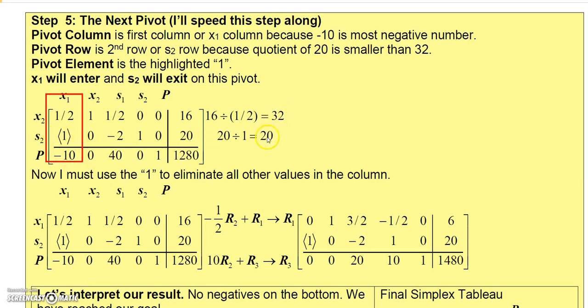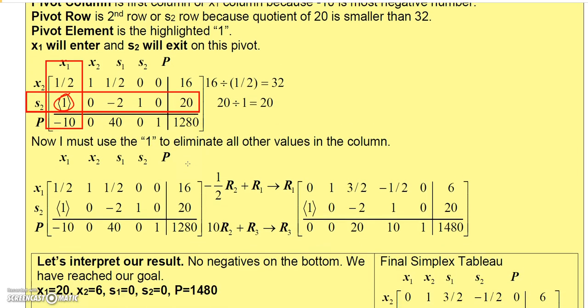So if you look at these two quotients, the smaller quotient is 20, so the pivot row must be the second row here. Since the pivot row and the pivot column intersect right here at this 1, this is where we're going to pivot. Notice that I'm pivoting on the x1 column, so x1 is now going to become a basic variable, and I'm also pivoting on the row associated with s2 as a basic variable, so s2 is actually going to exit.